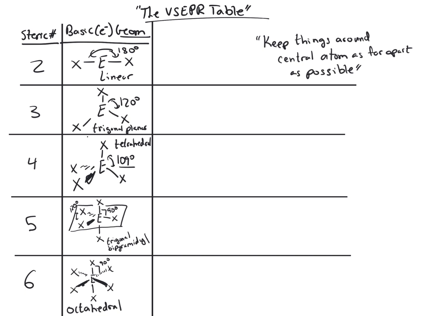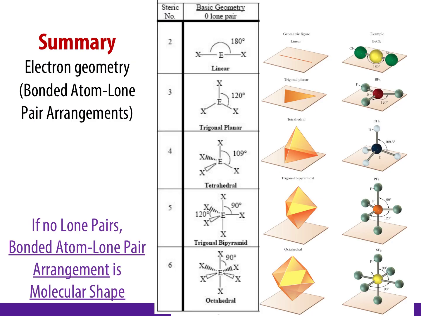So again, these 5 shapes are our only possible electron geometries, and as soon as we count out the steric number, we can immediately say what that basic electron geometry is, and we can largely also say what the bond angles in our molecule are going to be as well. So just from the steric number, we get quite a lot of information about the molecule.